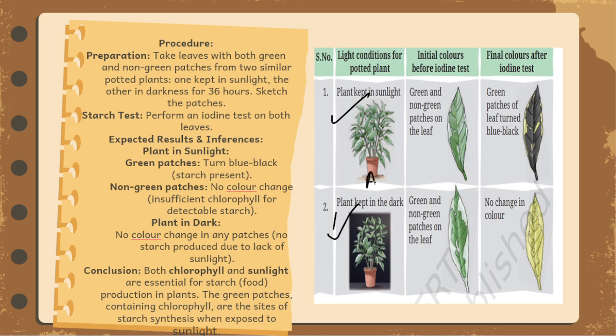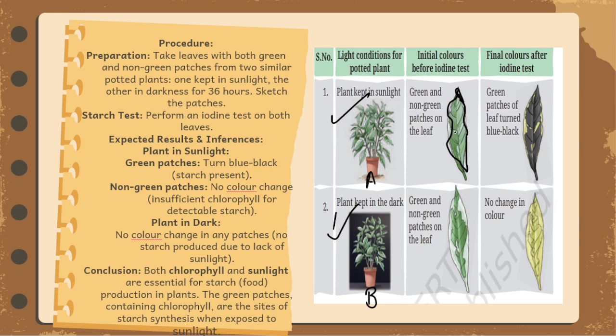It's not written here, but I am naming it as A and B. This first plant, you have to keep it in sunlight. The second, you have to keep it in dark. Then pluck a leaf from both plants. Mark the green part and the non-green part. The green parts are the ones that contain chlorophyll, and the non-green are the ones which do not have chlorophyll. So you have to mark the green part in the same leaf and the non-green part in the same leaf. You have to do this in both leaves.